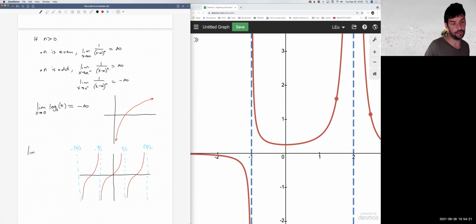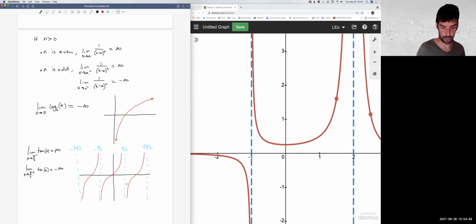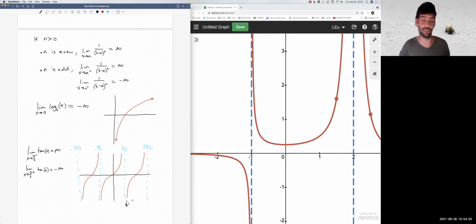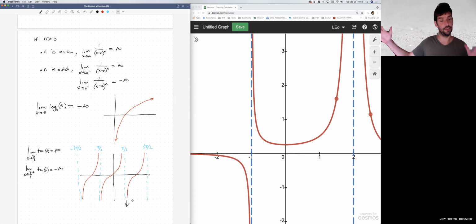So for example, the limit as x goes to pi over 2 from below of the tangent of x. So here's pi over 2, this first asymptote to the right of 0. As we approach it from values below this, our function shoots off to infinity. If we approach it from above, it's going down towards negative infinity. It's getting increasingly large in the negative direction. Right. And then of course we can do this for each of these asymptotes, and this goes on forever.